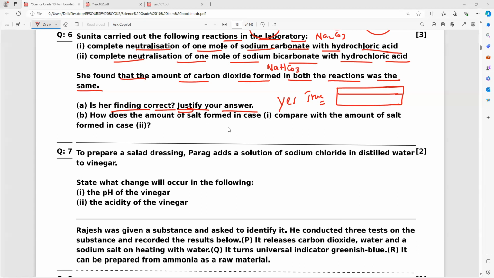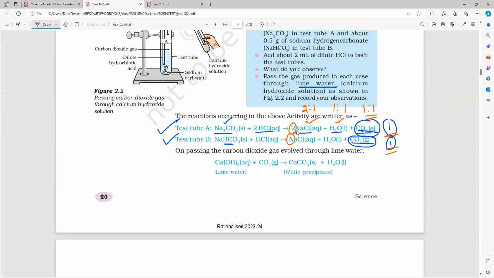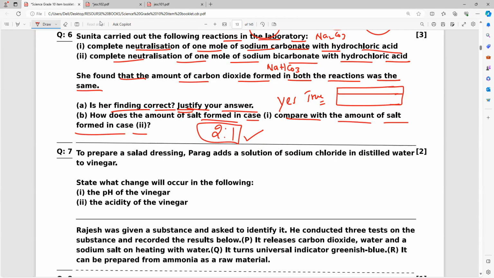How does the amount of salt formed in these cases compare with the amount of salt formed in the other cases? What are the salts? 2:1. So again, because the salt, sodium chloride, is 2 moles here and 1 mole there. So that is it. 2:1 is the answer. Do you understand, everybody?